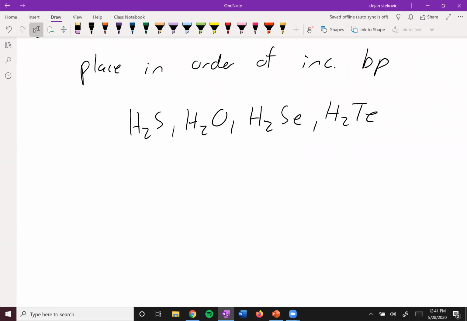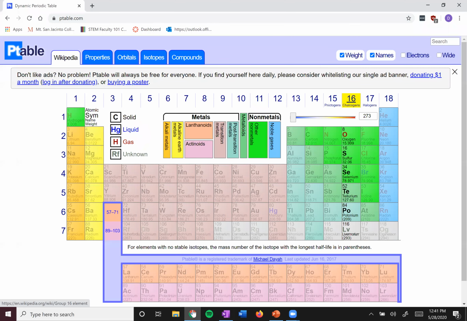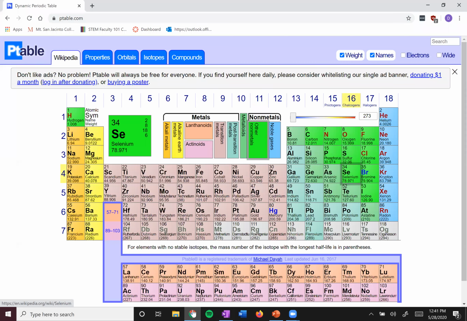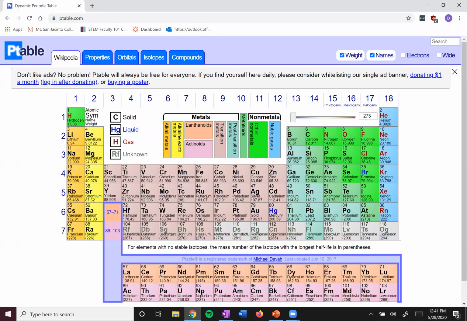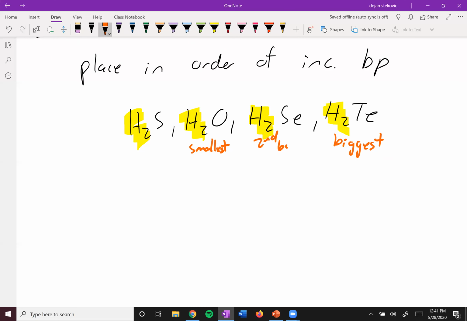All right, so hopefully you paused the video. Let's take a look at the periodic table. We can see that this H part is all the same. So really, we're trying to think about the differences between sulfur, oxygen, selenium, and tellurium. If we take a look at the periodic table, we see that they're all in the same group, so they're all in the same column. And we remember our London dispersion forces. As we get bigger, we increase boiling point, right? So Te is the biggest, while water is the smallest. Selenium is second biggest, and then sulfur is third biggest.